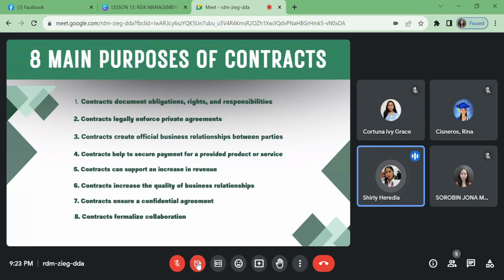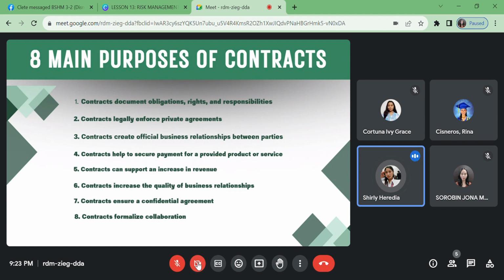The main purposes of contracts. First, a contract documents obligations, rights, and responsibilities. Then the second is that contracts legally enforce private agreements. Third, contracts create an official business relationship between parties. Fourth, contracts help to ensure payment or a provided product or service.